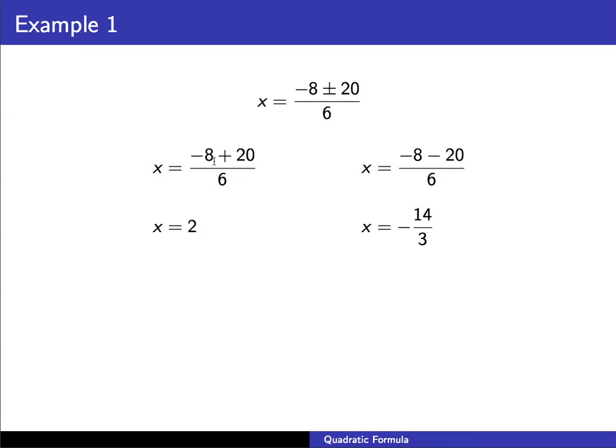So solve each one individually. Negative 8 plus 20 is 12. 12 divided by 6 is 2. And over here, negative 8 minus 20 is negative 28. Negative 28 sixths simplifies to negative 14 thirds.